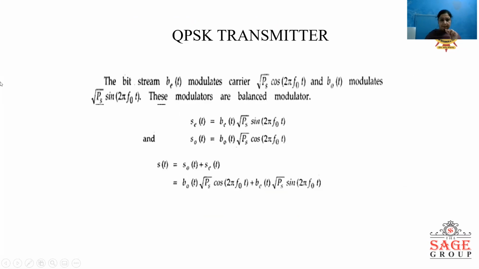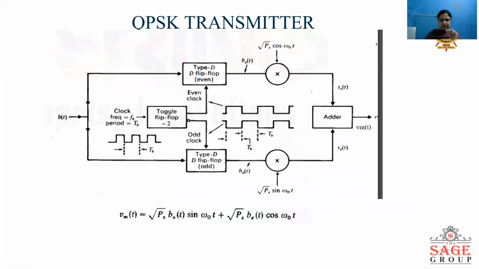The bit stream BET, here we can see in the block diagram, will modulate the carrier root PS cos omega naught t, whereas the bit stream B0T is superimposed on the carrier root PS sin omega naught t by the use of the two multipliers, or we can say balanced modulator. These signals, which are SCT and SOT, are then added to generate the transmitted output signal VMT.